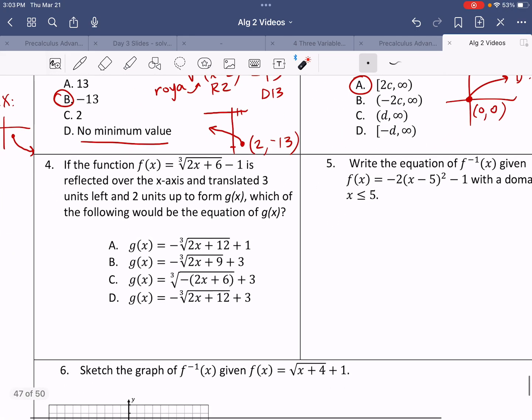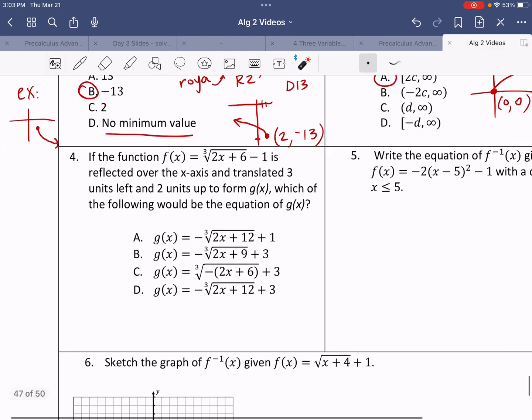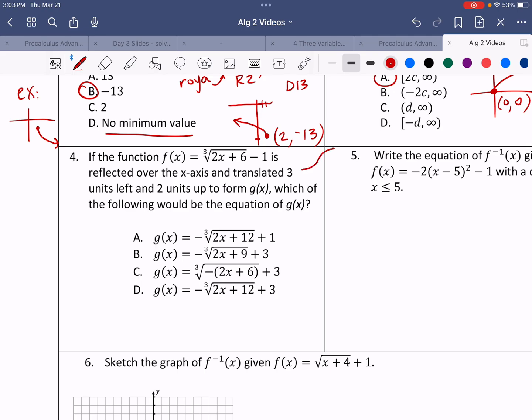Okay, 4, most missed question right here. It says that we have a cube root function, and then we have to reflect it over the x-axis. We have to do this transformation first. So I'm going to look and see. It's a different shape. The cube root function goes through 0, 0. There's kind of a roughish sketch of one.